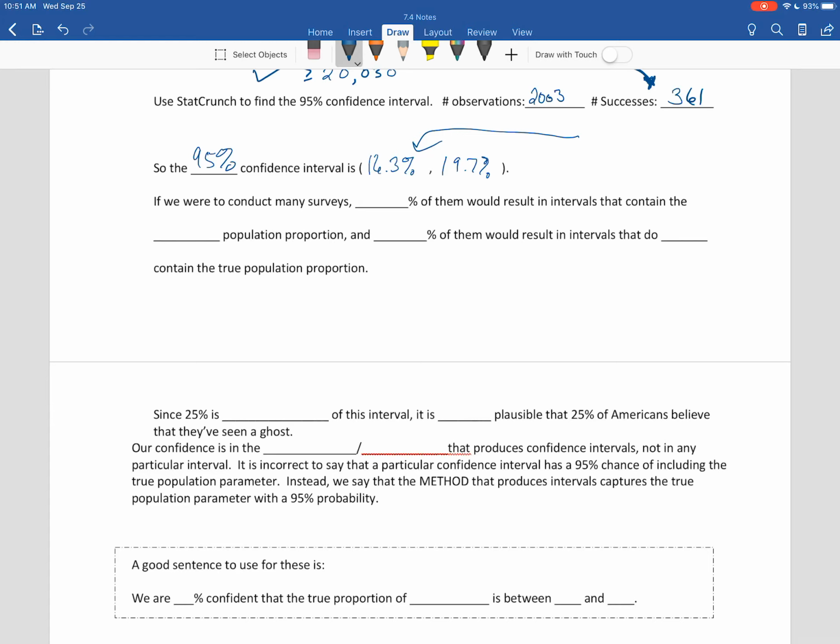25%, notice, is not in that interval, or it's outside of that interval. So what that means to us is that it is not plausible that 25% of Americans believe that they have seen a ghost. Anything in that interval is plausible. Anything outside of that interval is not plausible to us.